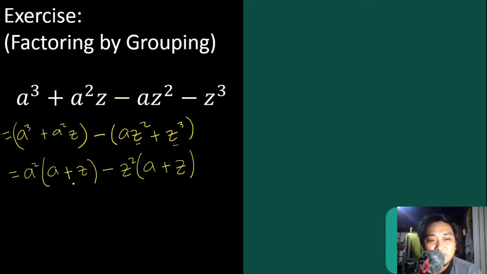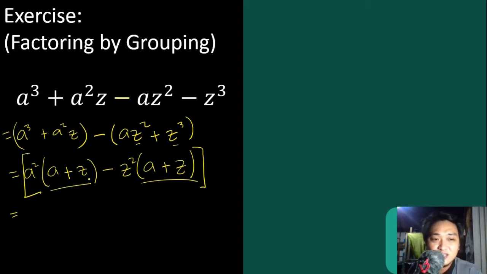May napapansin ba kayo sa ating expression? Mapapansin nyo na meron silang common quantity. Yun naman talaga yung objective lagi ng factoring by grouping. Kailangan maghanap tayo ng common quantity. And in this case, the common quantity is a plus z. So therefore, pwede natin siyang ilabas. Ang gagawin lang natin, i-group lang natin to using bracket. So that will be, pag nilabas natin yan, itong common quantity sa pinakalabas, that will be a plus z, or the quantity a plus z.